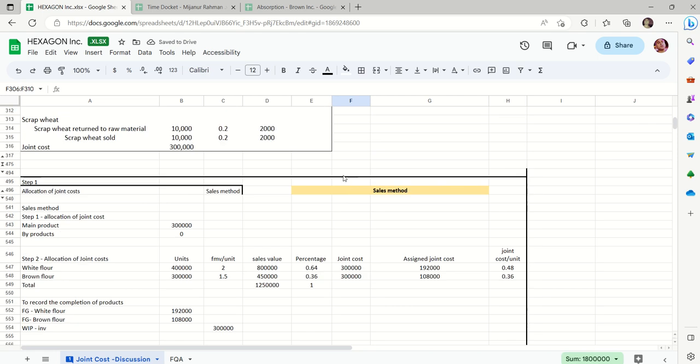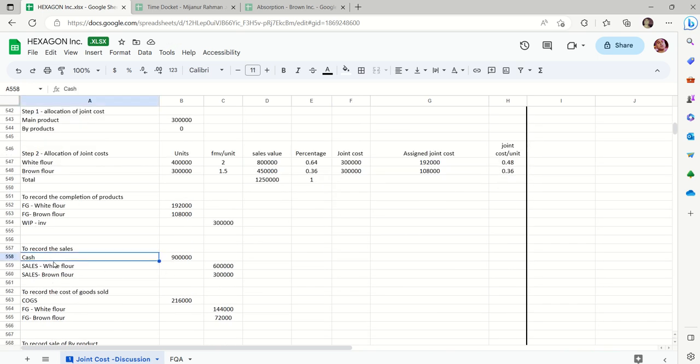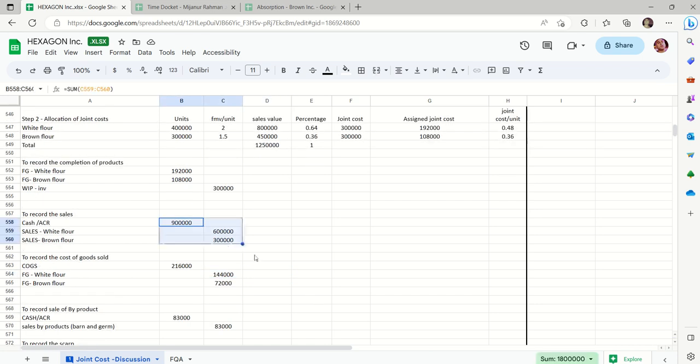900,000. We just simply record this as sales. We would record cash or SCR, whichever the case might be. With 900,000, we would credit the white flour with 600,000, brown flour with 300,000. Whatever your sales price is not your cost of goods sold.